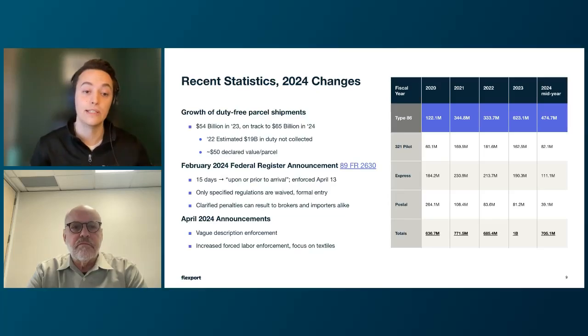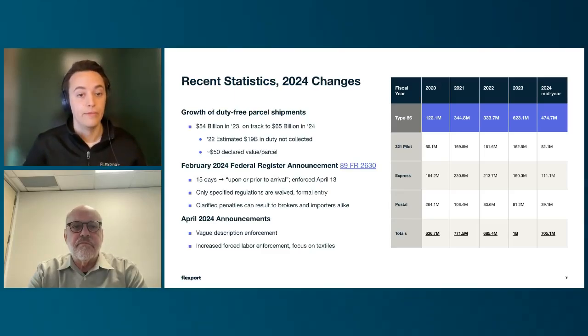In fact, we're even seeing some of this on an occasional Type 01, which is our standard entry filing. There have been a couple of rejections over vague descriptions. And finally, they reiterated forced labor enforcement. With the power granted to CBP, as well as the mandate from the 2022 UFLPA law, they've really started to focus on textiles and other categories under that UFLPA for Type 86 specifically.